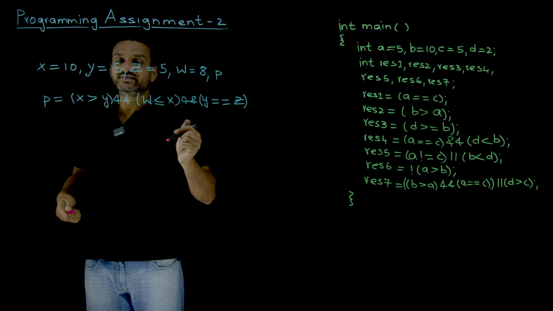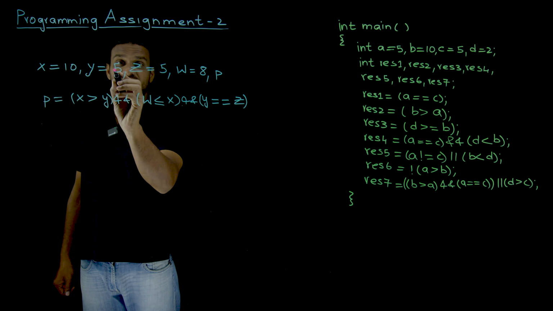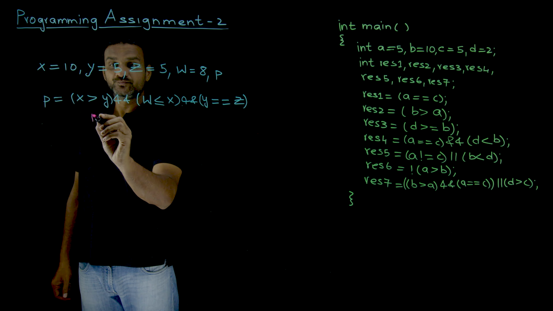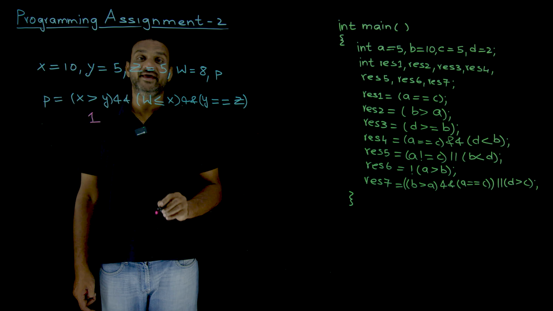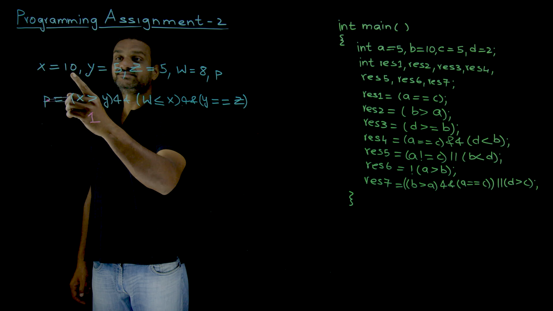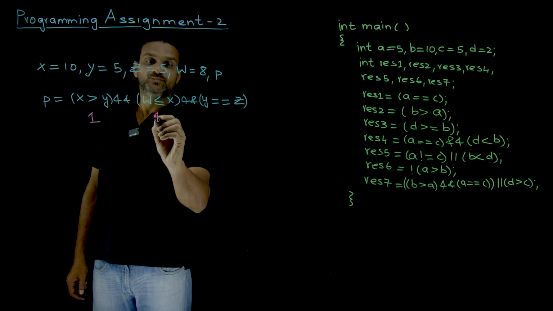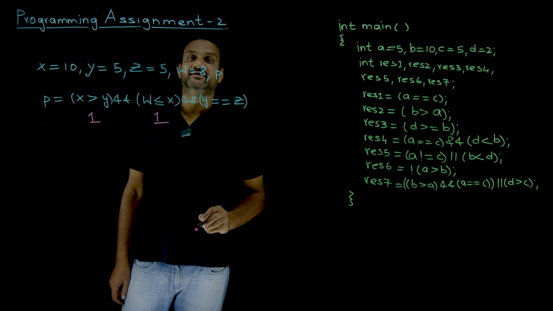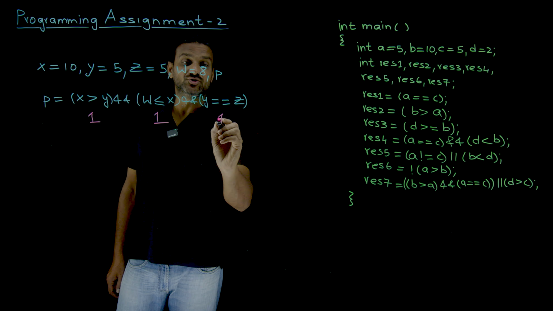For example, if you take this x greater than y, the value of x is 10, so 10 greater than 5. Is it true? Yes, it is true. And next one is w less than or equal to z, so 8 less than or equal to 10. Yes, it is true. And what about the third expression? y is equal to z, 5 is equal to 5. So this is also true.